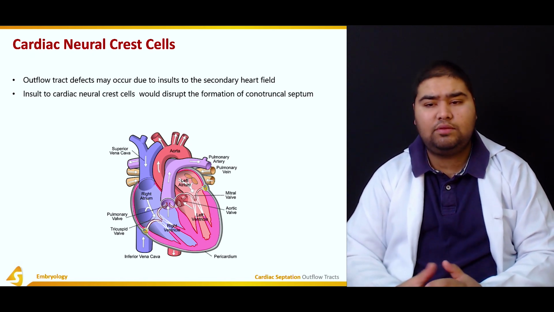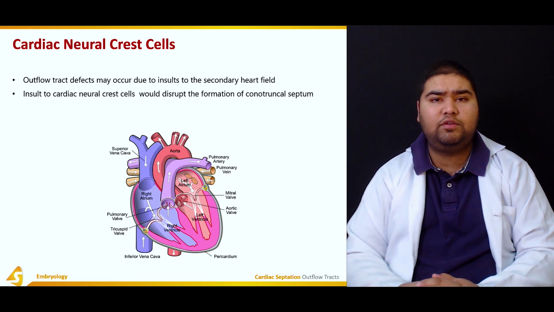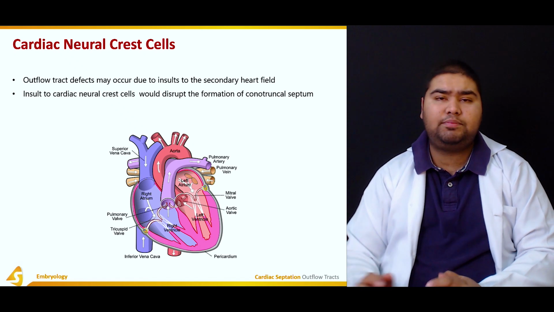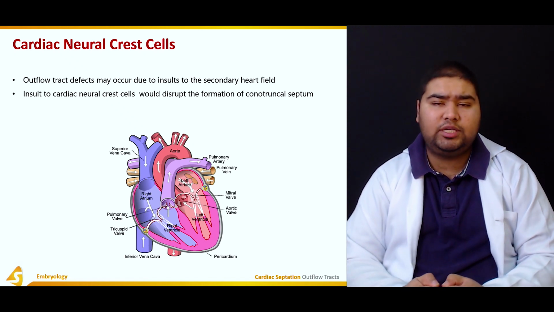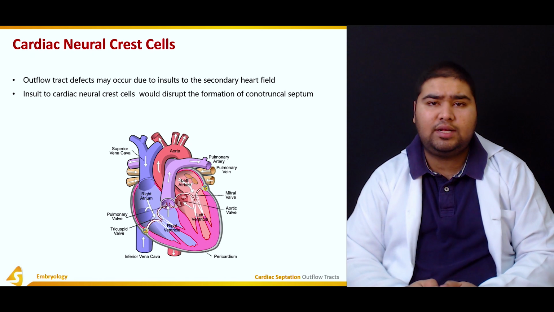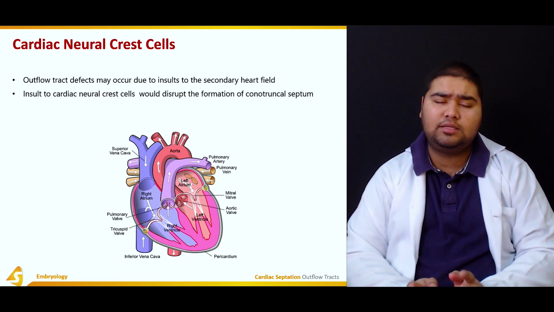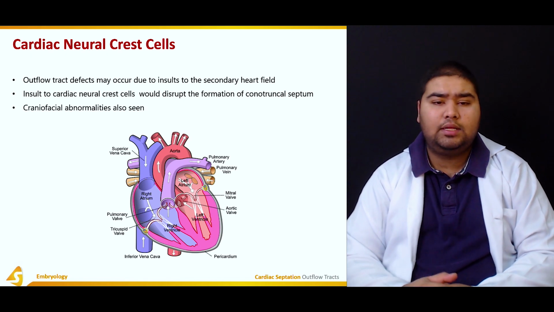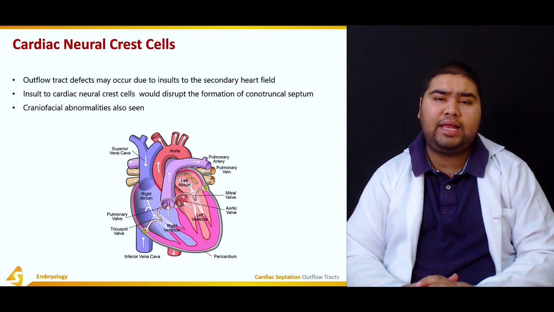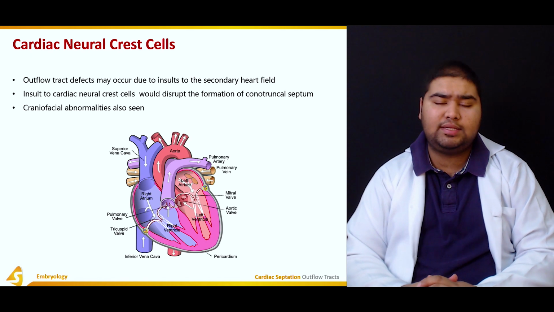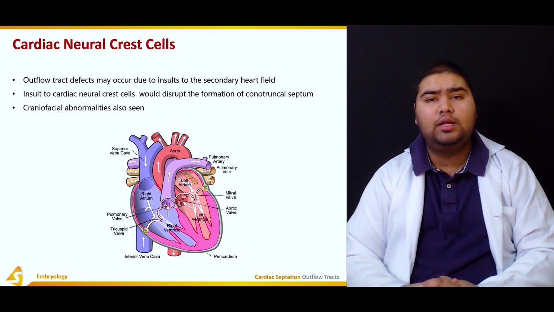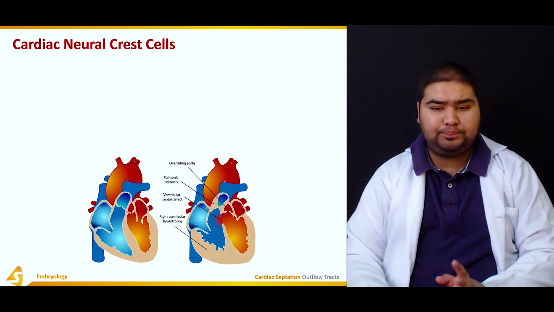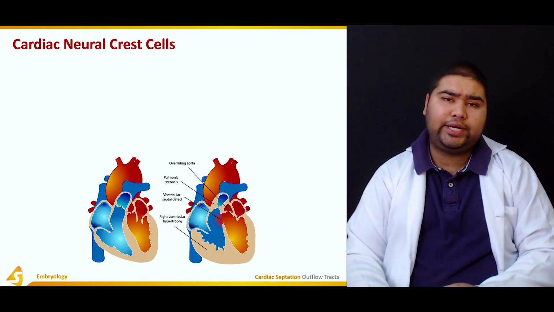Insult to neural crest cells would also disrupt the formation of the conotruncal septum. The conotruncal septa are the septa that help in the formation of the outflow tracts of both the ventricles, and then the division of the outflow tracts into aortic and pulmonary segments. Craniofacial abnormalities can also be seen because neural crest cells help in the formation of the craniofacial structures. So we're talking about the cardiac neural crest cells.